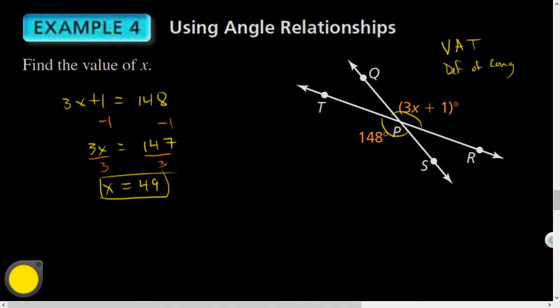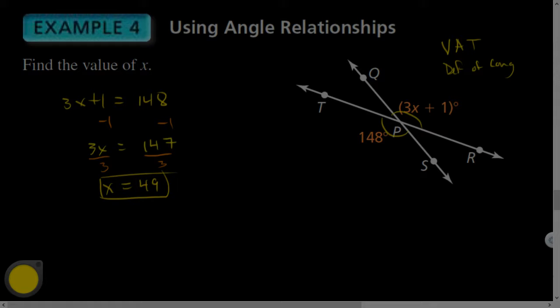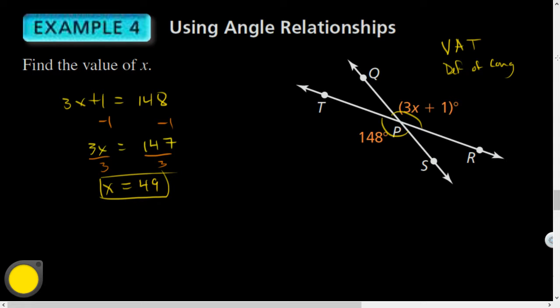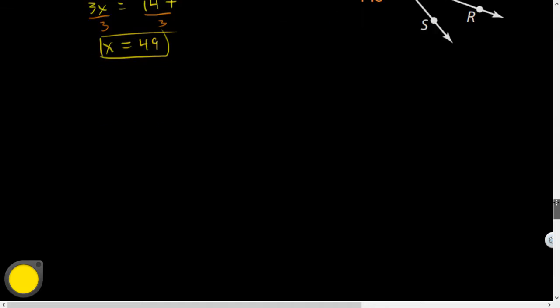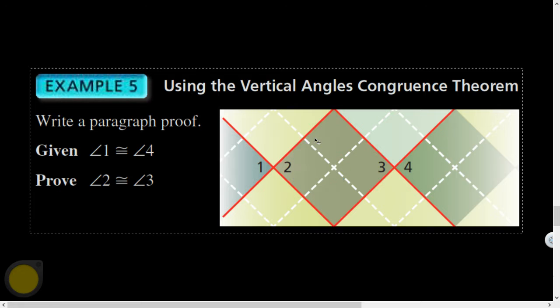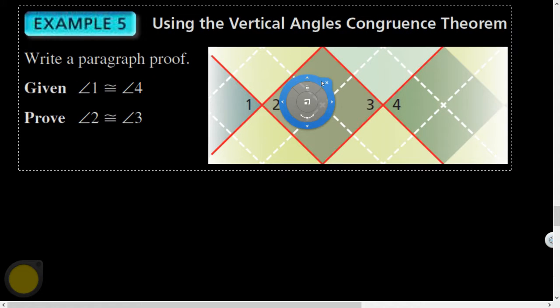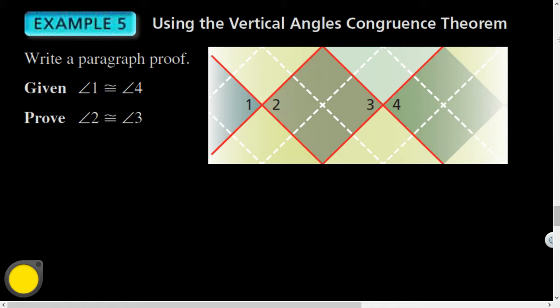Let's see, example 5, last one. Oh, I thought I got away without having to write a paragraph proof. But look at this lovely, lovely pattern. I think I should actually like copy this pattern and make a tie. Like, see if I could get a tie printed in this pattern. Argyle, is that what it's called? I don't even remember. All right.